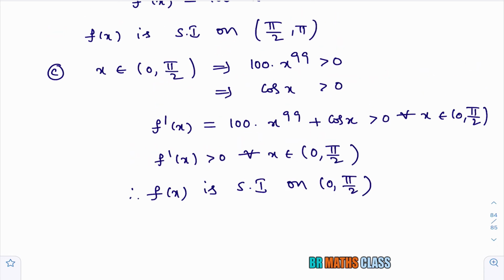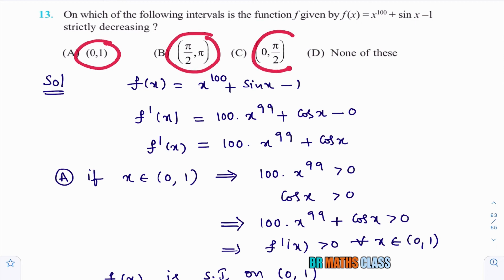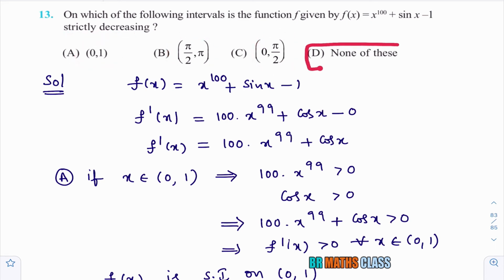But in the question, what are they asking? They are asking on which of the following intervals the function is strictly decreasing. In this interval, or in this interval, or in this interval? I checked that in all these three intervals the function is strictly increasing, not strictly decreasing. So what option can I choose here? None of the above. In none of these three intervals is the function strictly decreasing.